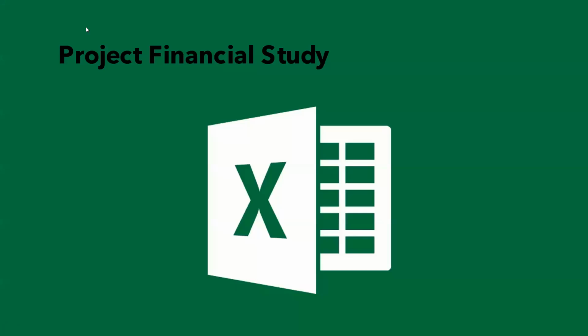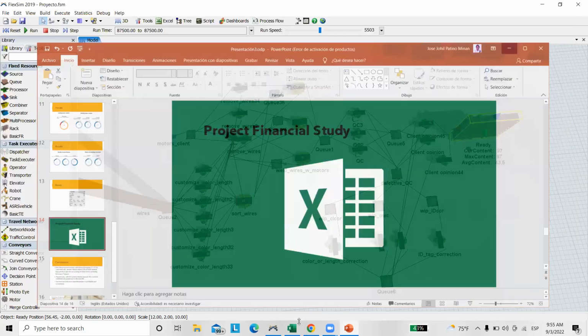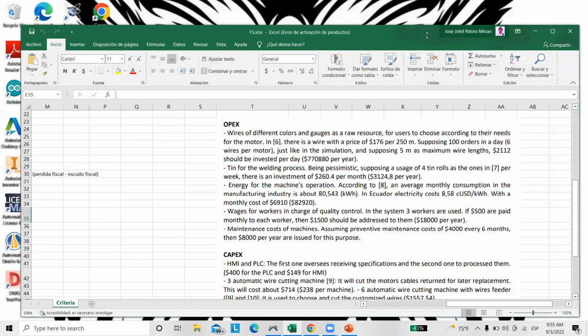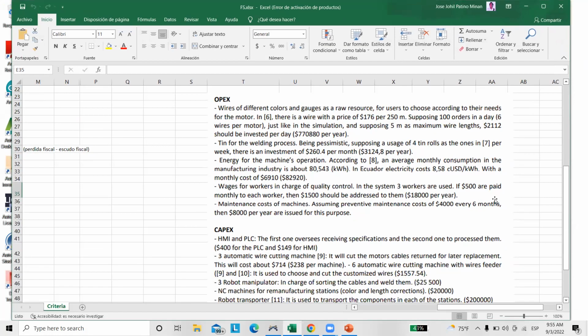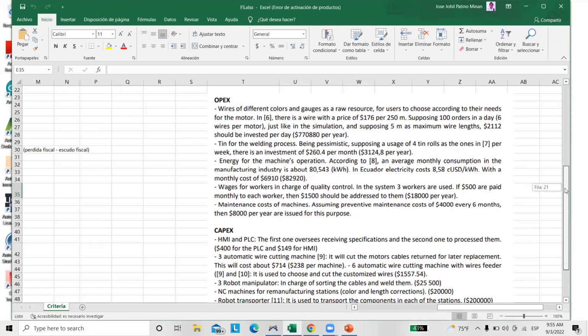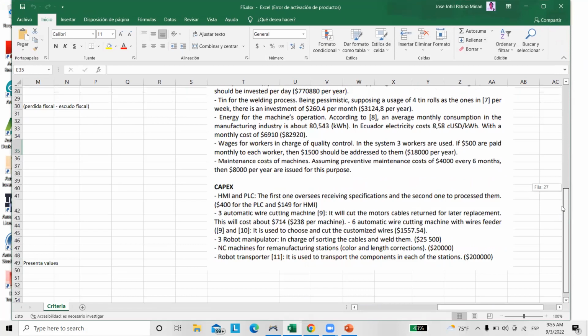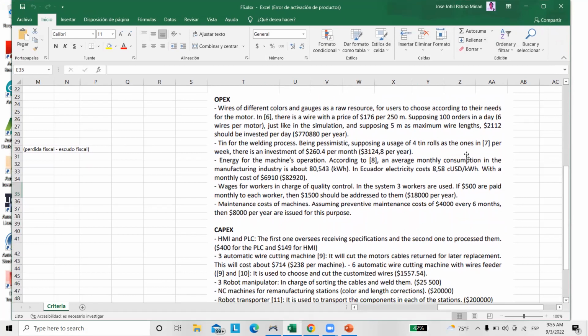Well, now we're going to go through the financial study. Now we're going to present it. I can open it. Okay, here it is. Well, here we can see all the expenditures that we are going to make for the operational expenses and the capital expenses. I'm not going to go too deeply into this, but this is all well detailed with all the costs that it implies.